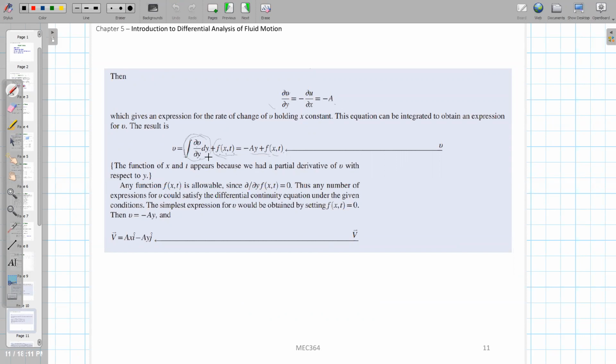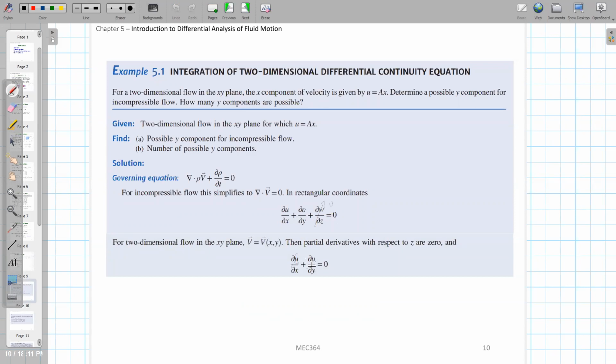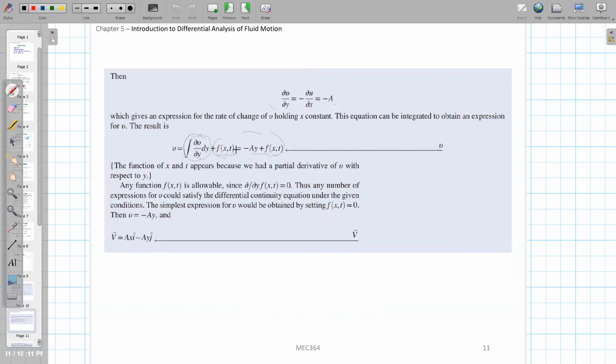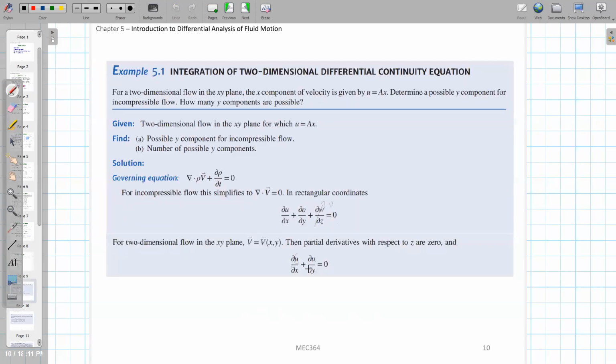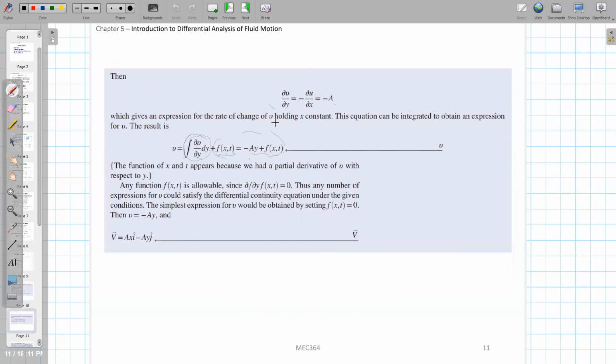Why? Because if you put this result, you can try it yourself, back into this governing equation, no matter what this f value will be, this governing equation is still valid. Why? Because when you do this partial y for this term, it is always 0.